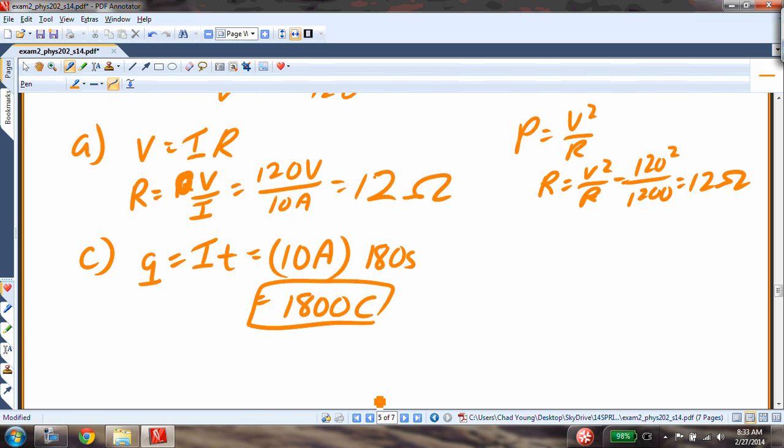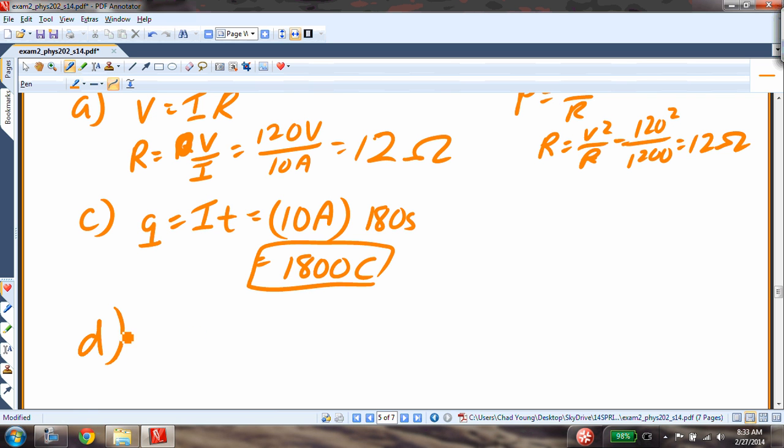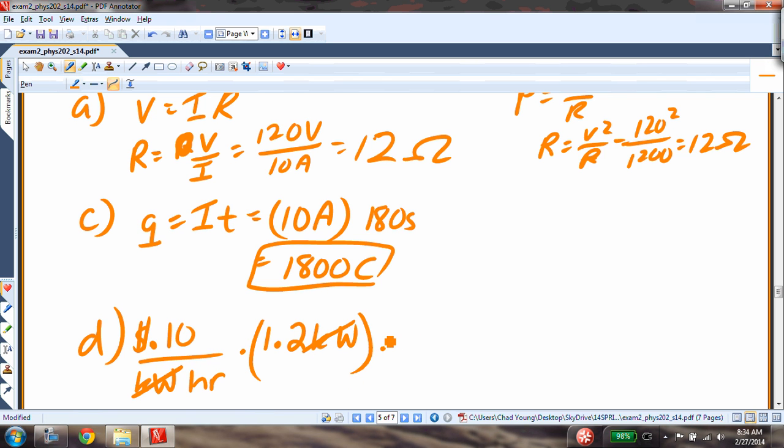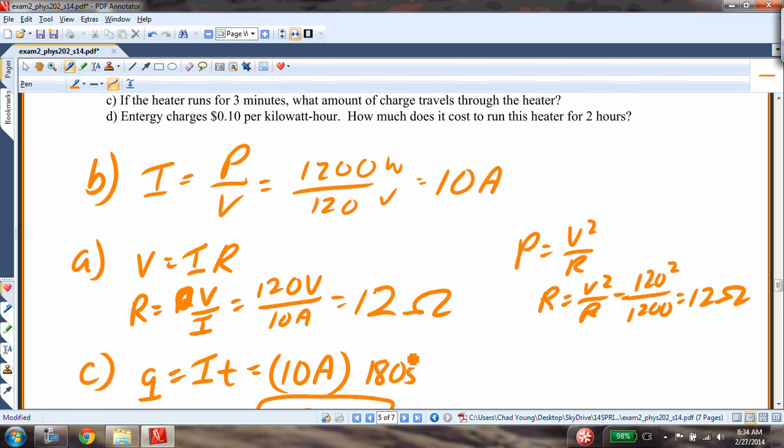And then finally, Entergy charges 10 cents per kilowatt hour. How much does it cost to run this heater for 2 hours? This is a matter of basically dimensional analysis. We have, what was our power? Yeah, 1200 watts. That's 1.2 kilowatts. I'm going to multiply that by 10 cents per kilowatt hour. So that gets rid of the kilowatts. And then I multiply it times the number of hours, which was 2 hours.